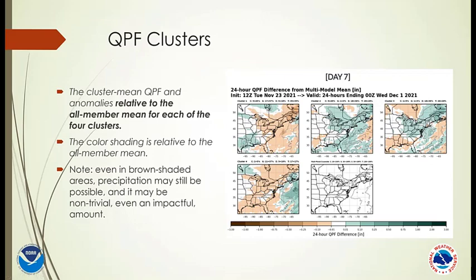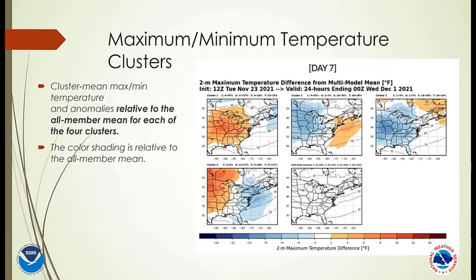And note the shading is relative to this mean value. So one of the important points is just because it's brown, which is drier, there's still a possibility it could be rain. It's just less than the ensemble mean. So there you have to be careful. There could be some impactful events that happen in some of the brown areas. So you have to really interpret that closely.